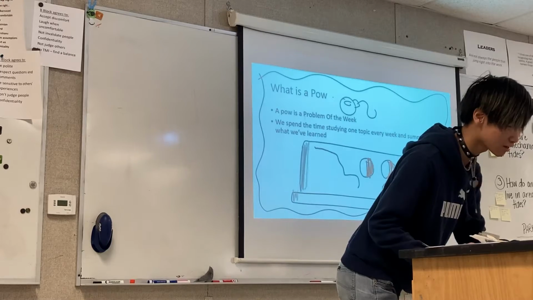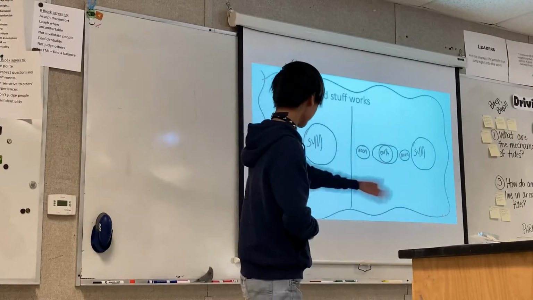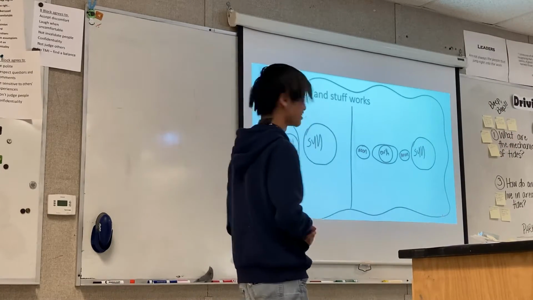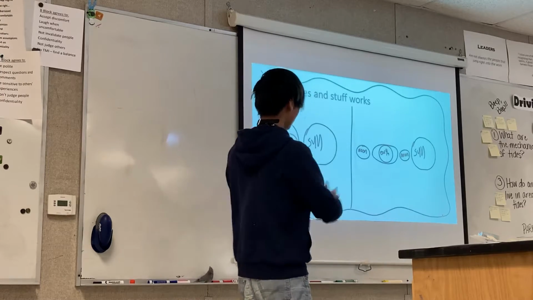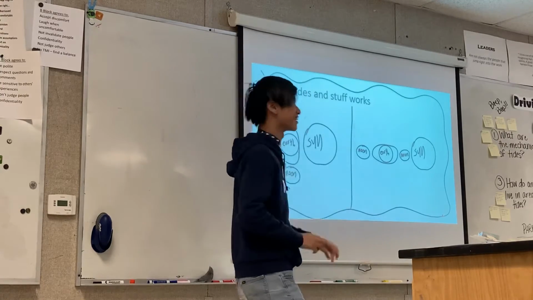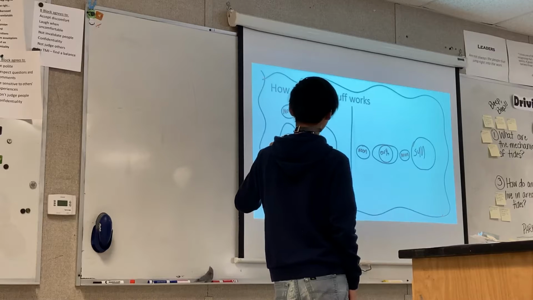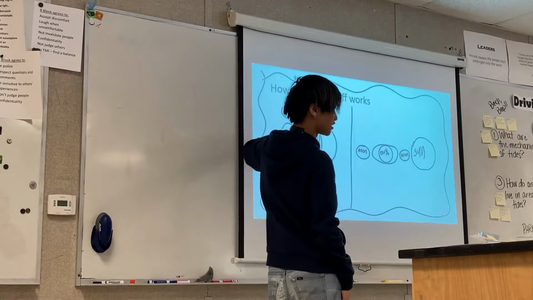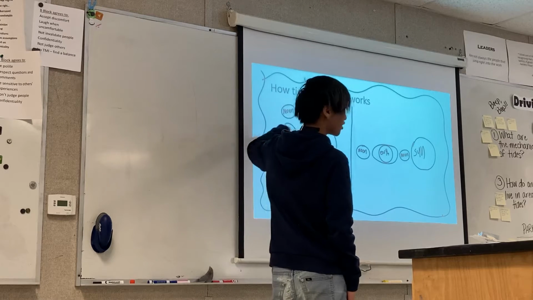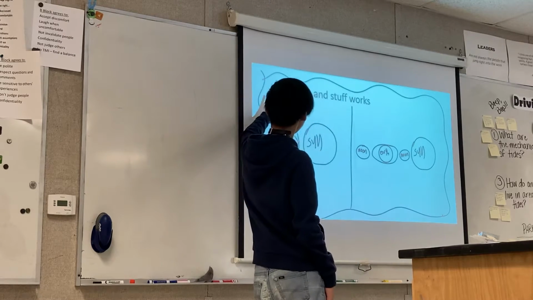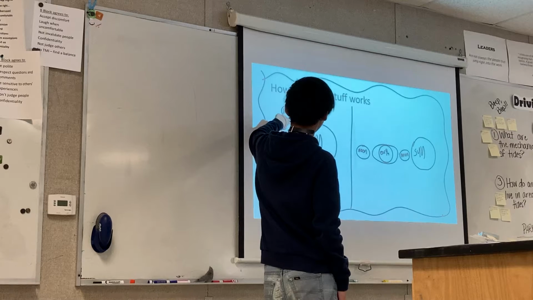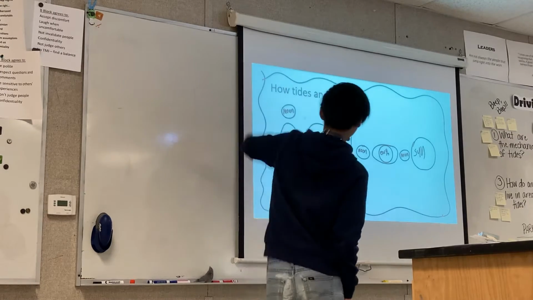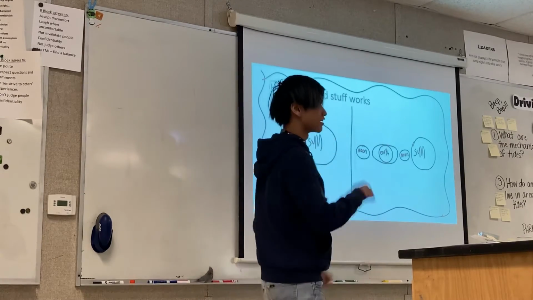So how do tides work? I'll show you. Here's a little diagram about how tides work, and I'm going to explain why it looks like this. This right here kind of represents the water, or the gravity, the water. The moon has its own gravity that's pulling on the water, so when it's rotating, it's kind of moving the water with it.